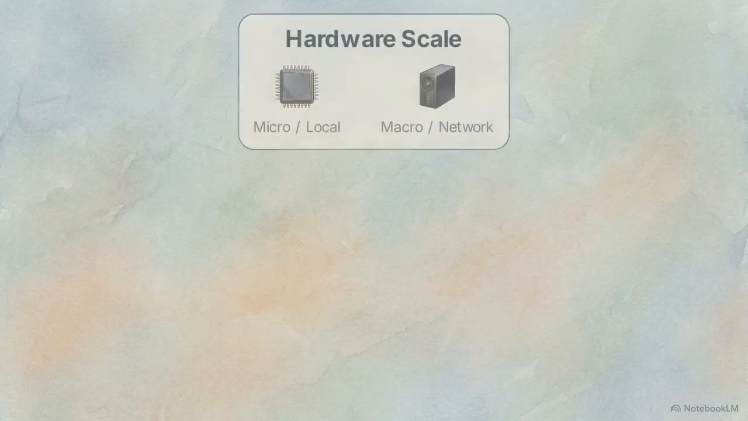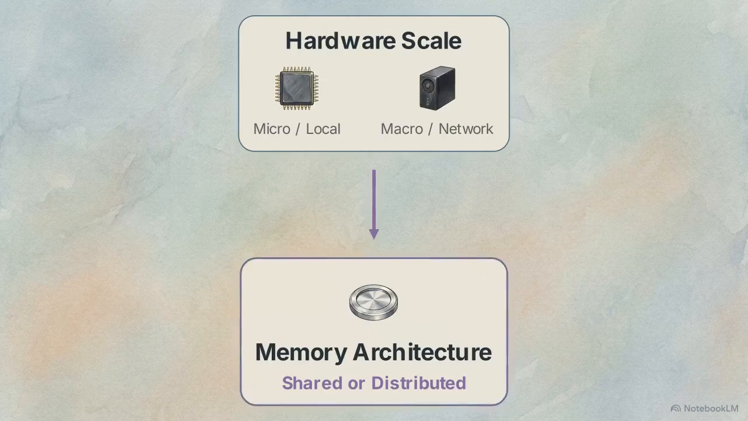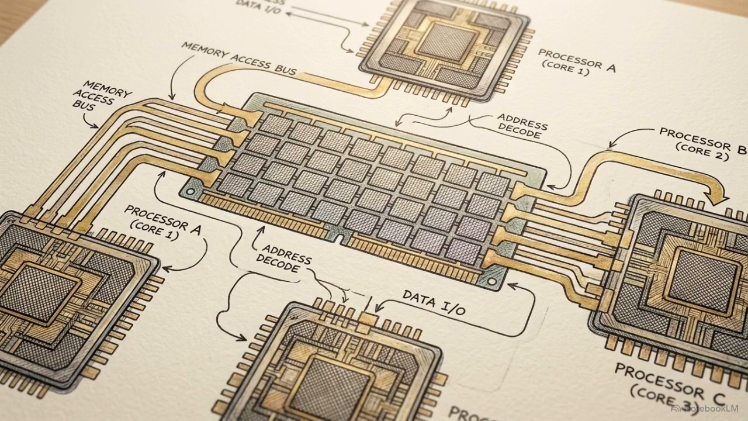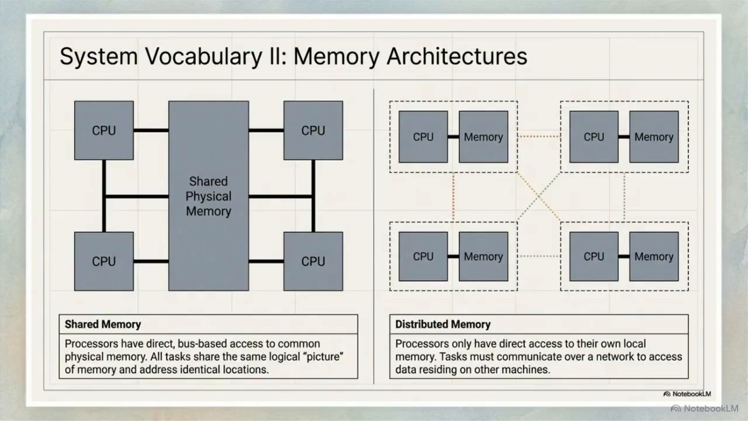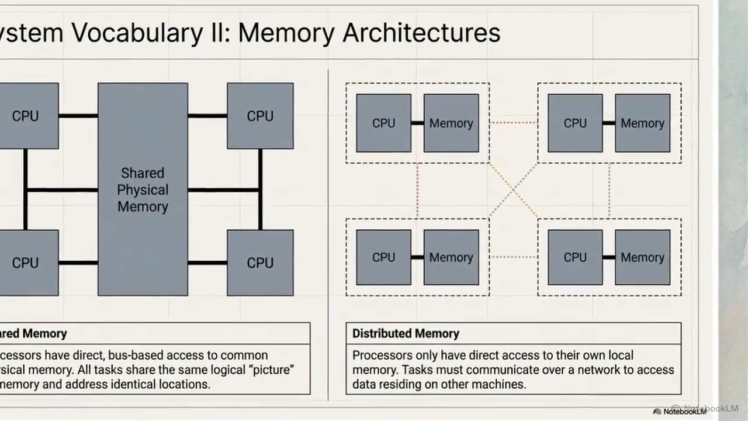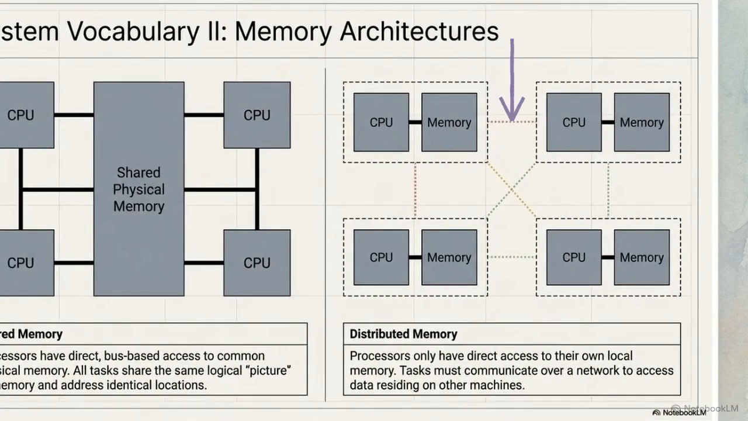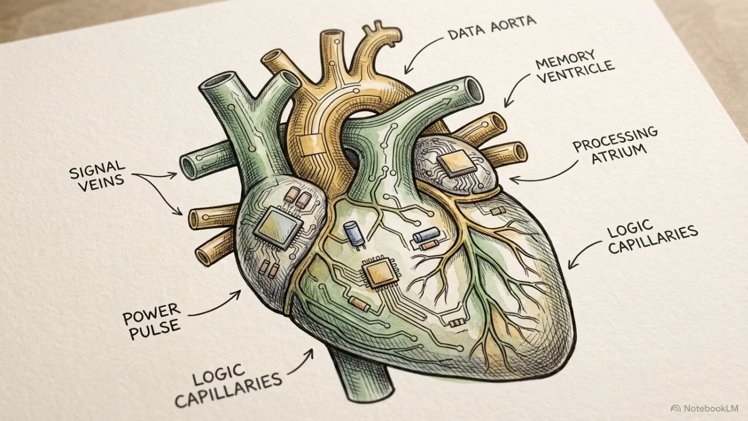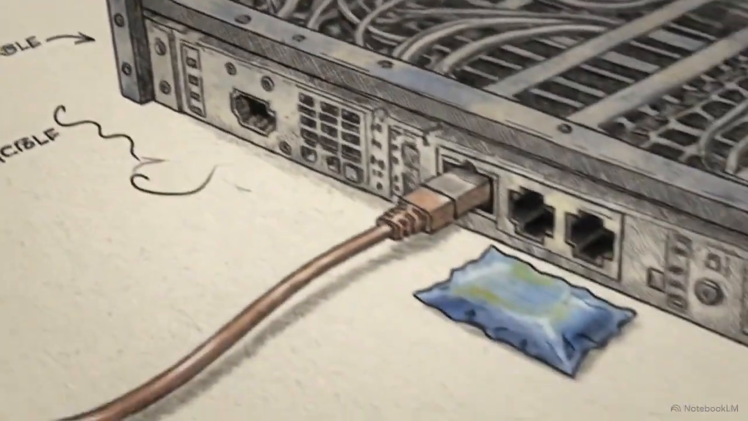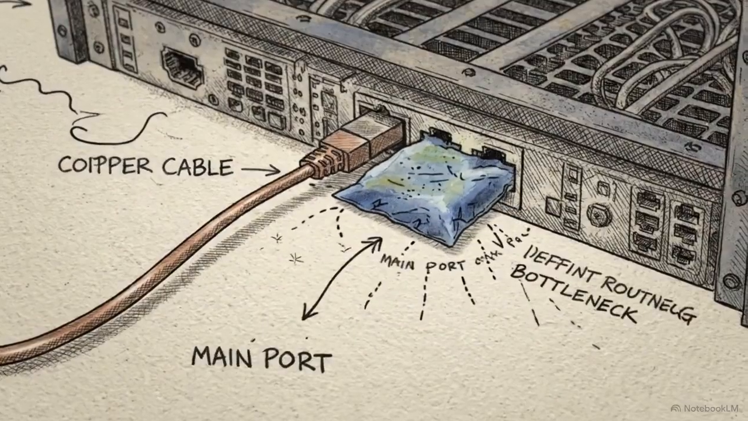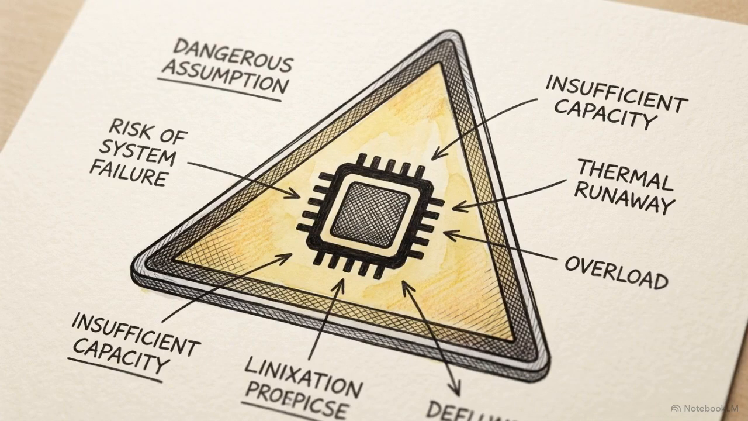The hardware scale you choose directly dictates our next step, determining exactly how those processors will access the memory they need to run their calculations. This schematic compares 2 memory architectures. On the left, shared memory uses direct bus lines, so multiple CPUs access one common memory block. On the right, distributed memory means each processor accesses local memory, actively communicating over a network to share data. Memory architecture is the circulatory system of your entire setup. If the routing is inefficient, your expensive processors will spend most of their time sitting idle, waiting for data to arrive.